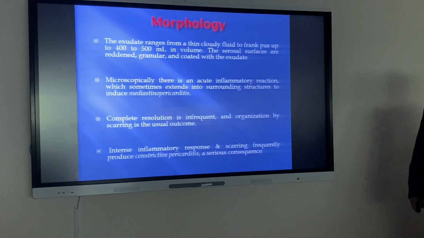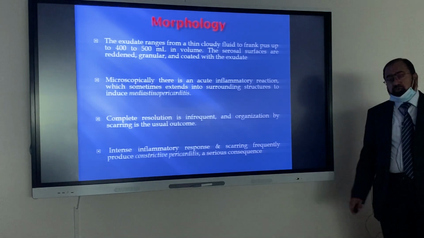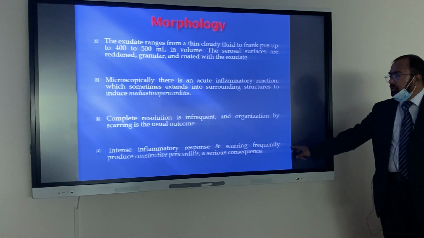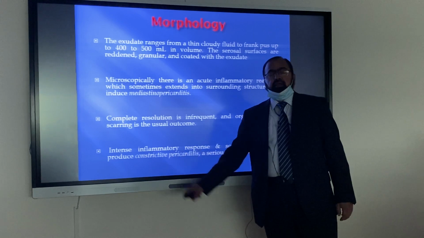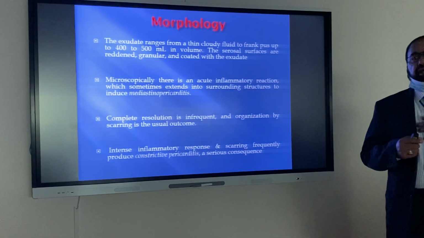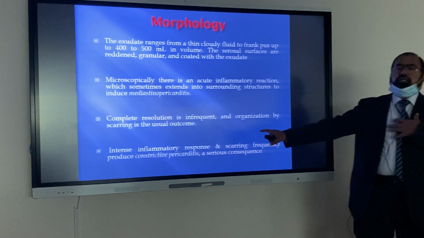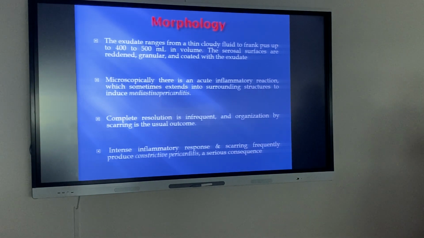Complete resolution is infrequent because of the massive pus formation. Organization by scarring is the usual outcome, so organization is always there as an outcome. Intense inflammatory response and scarring frequently produce constrictive pericarditis. So what happens in long-term cases when there is organization and fibrosis, there will be constrictive pericarditis. The heart will be constricted like anything, and it cannot expand, right?